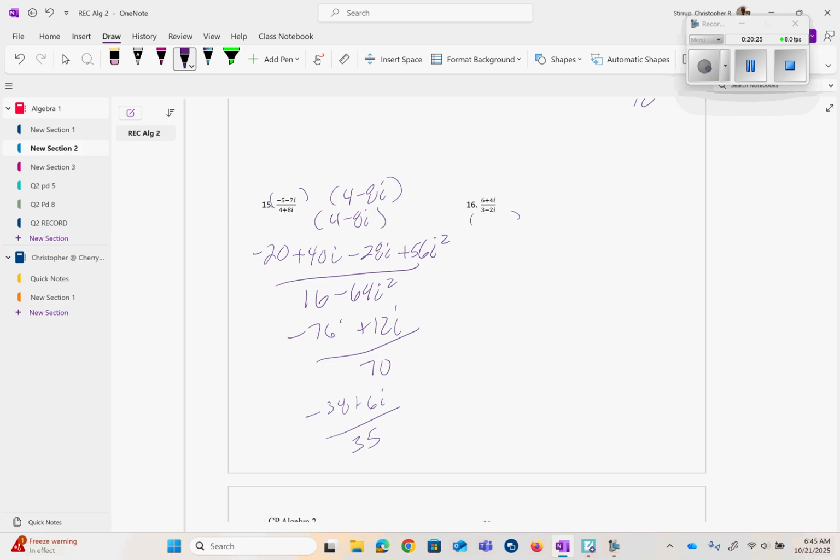That's a tougher one. So that's going to give me 3 plus 2i on top, 3 plus 2i on bottom. If I FOIL the top, I'm going to get 18 plus 12i plus 12i plus 8i squared. On bottom, that's going to give me 9 minus 4i squared. So on top, that's going to give me a negative 8. So that's going to give me 10 plus 24i over 15. That's all done.